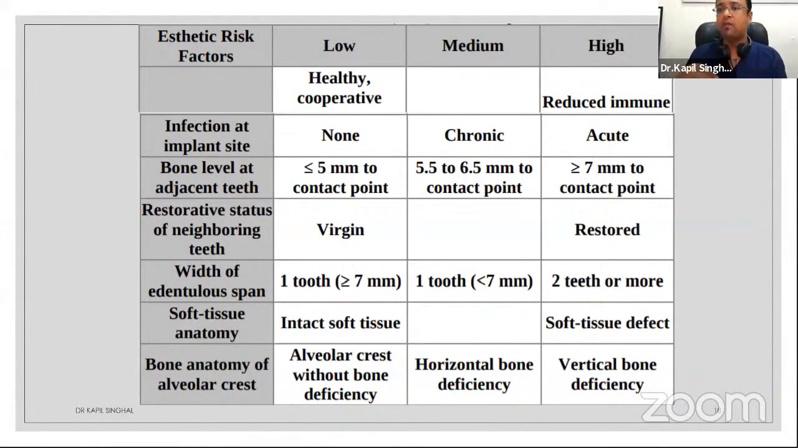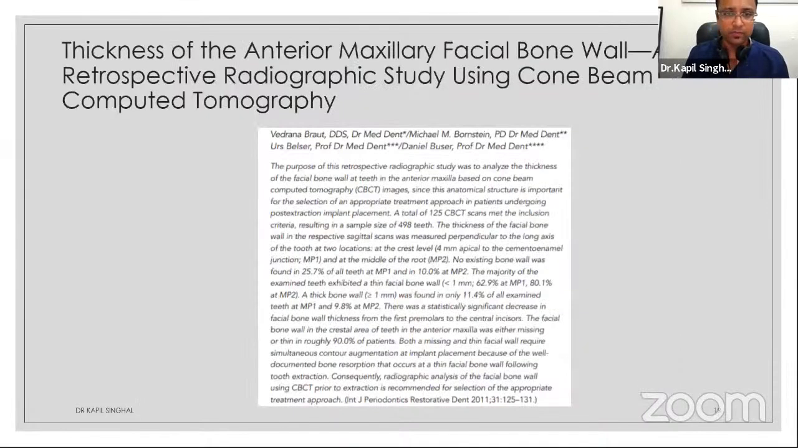And please remember, a vertical bone defect is more difficult to repair as compared to a horizontal bone defect. So a vertical bone defect becomes a high risk patient.